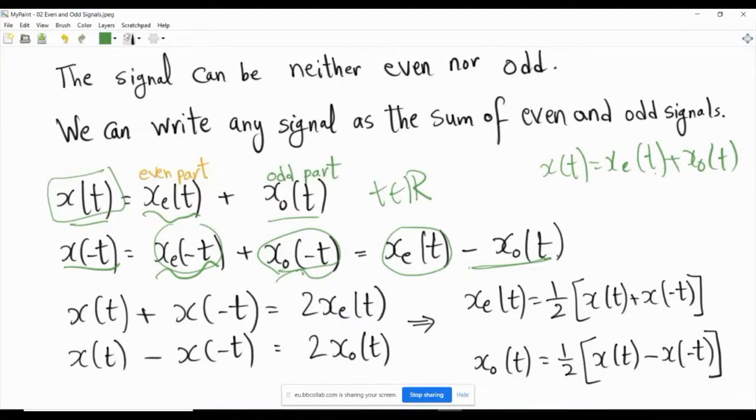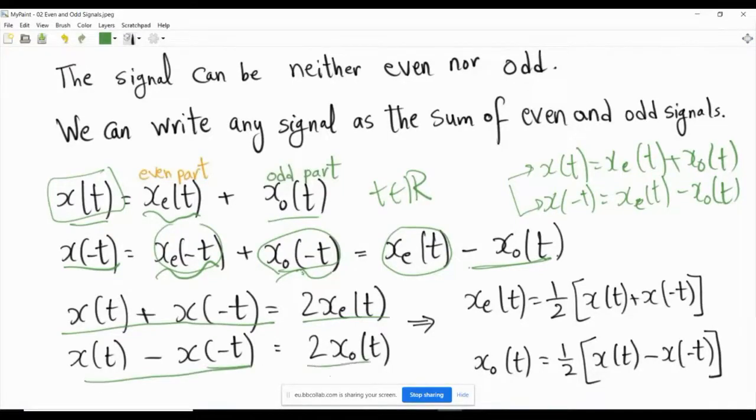We want to do this decomposition and take an arbitrary signal and write it as the sum of two signals with symmetry properties. One of them is even and the other is odd. x of minus t, because of the symmetry, will be xe of t minus xo of t. And now you can see that if you add these two, the x odd will disappear, and if you subtract, x even will disappear. So the sum x of t plus x of minus t will give you double xe of t, and if you subtract, you get 2 xo of t.